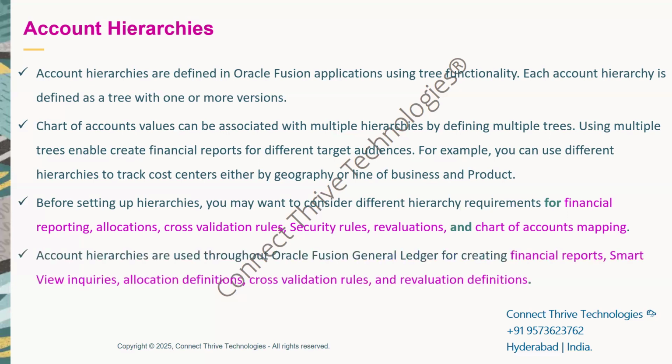Next one. Account hierarchies are used throughout the Oracle Fusion General Ledger for creating financial reports, Smart View inquiries, allocation definitions, cross-validation rules, and revaluation definitions. So in these areas we will thoroughly use the account hierarchy. I will just go and open the screens to show how it will be mapped and how it will be used. After that, we'll jump onto the respective questions. Okay, let's see that.